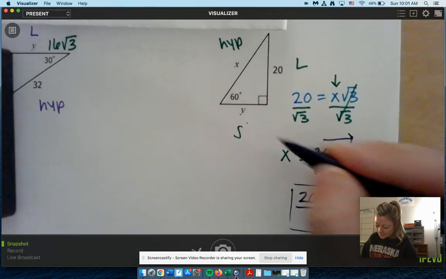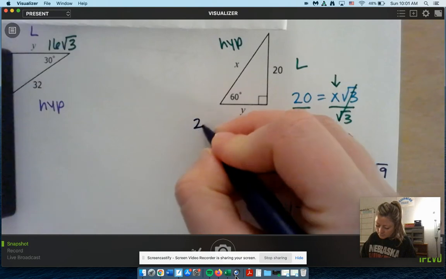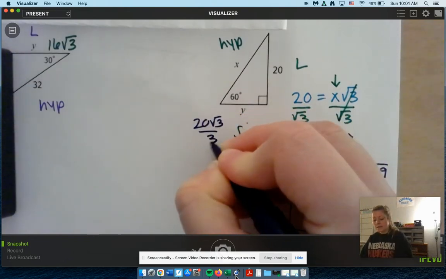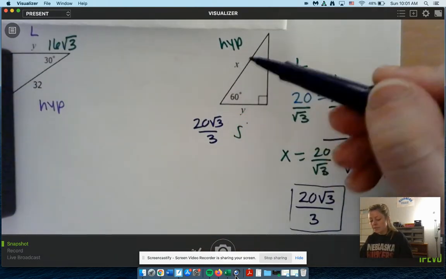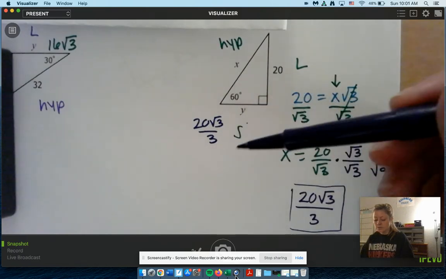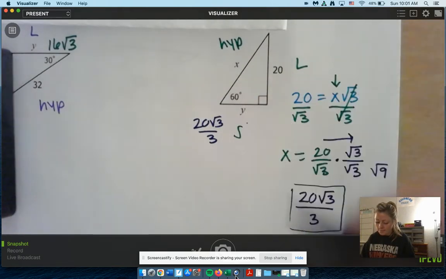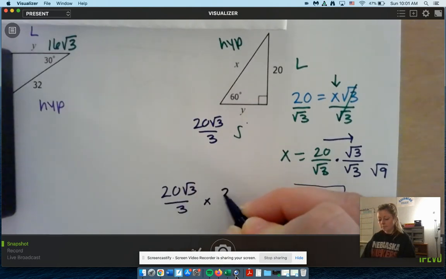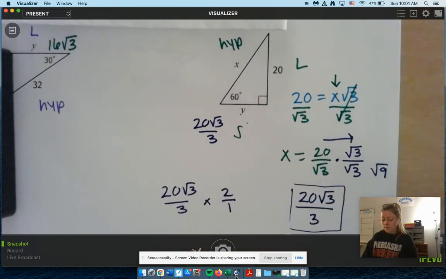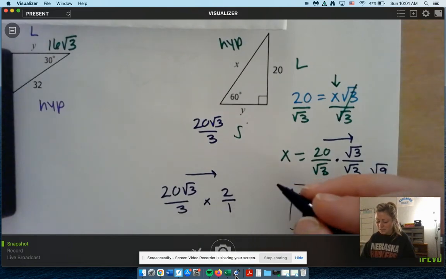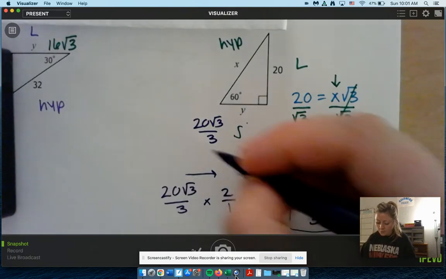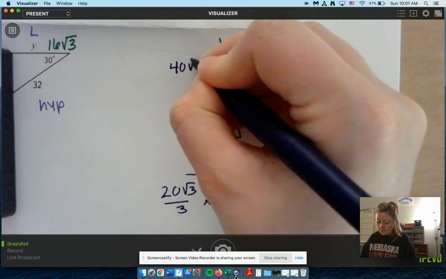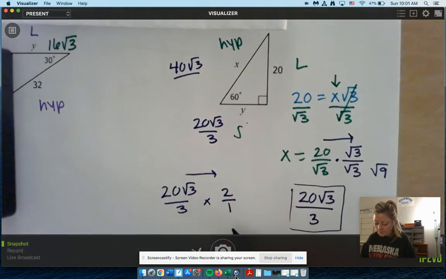So that's our short leg. It's 20 root 3 over 3. And then to get your hypotenuse, we double it. So we take this times 2. Okay, so if I do that, remember 2 is really over 1. So you multiply across with fractions. So 20 times 2 is 40. I'm running out of space. Can you guys just trust me? It's right here. 40 root 3. And with 3 times 1 down here, it's just 3.